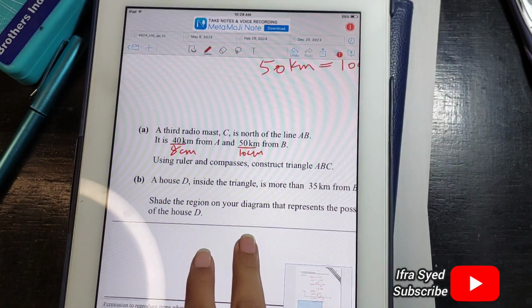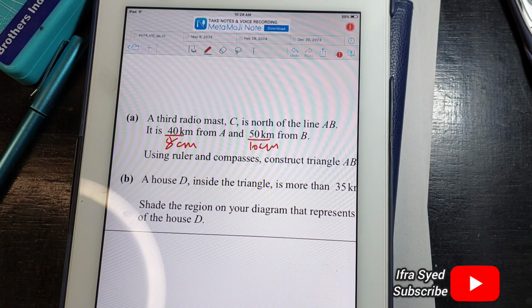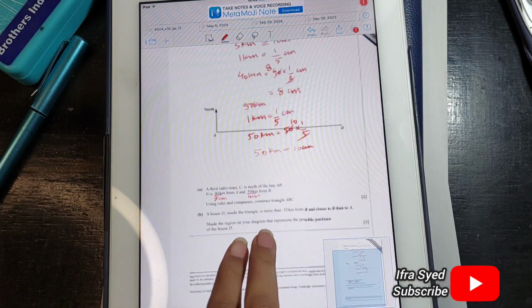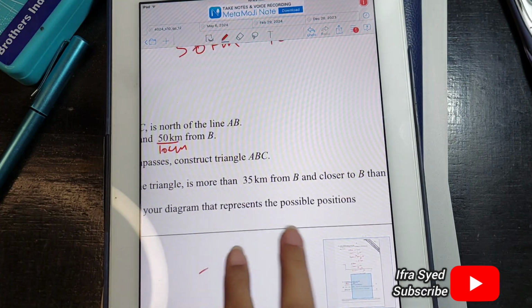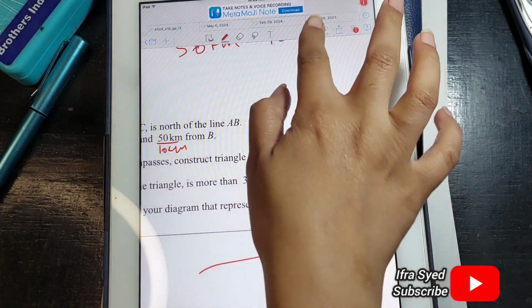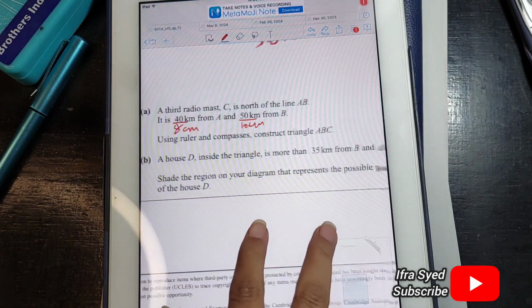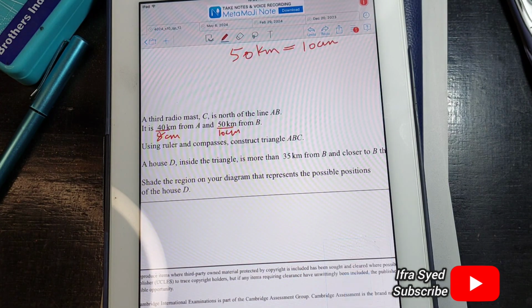In the next part, it is written that a house D inside the triangle is more than 35 kilometers from B and closer to B. Then shade the region on the diagram representing the possible position of house D. So it is written that there is a house inside the triangle and it is more than 35 kilometers from B.